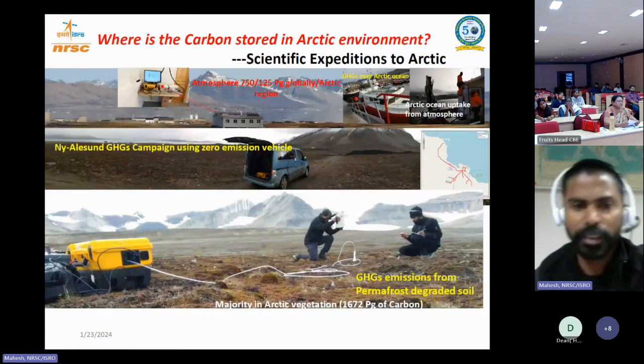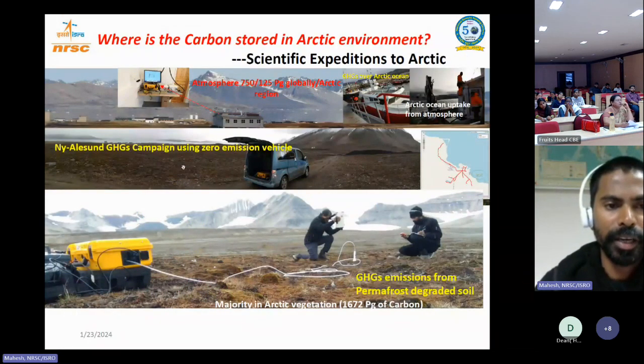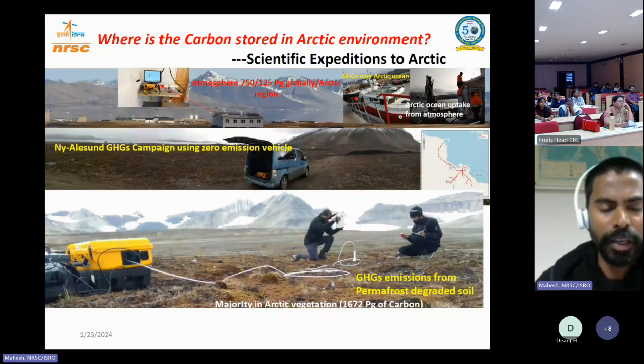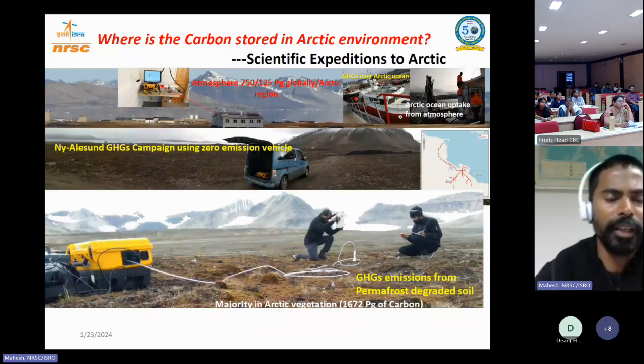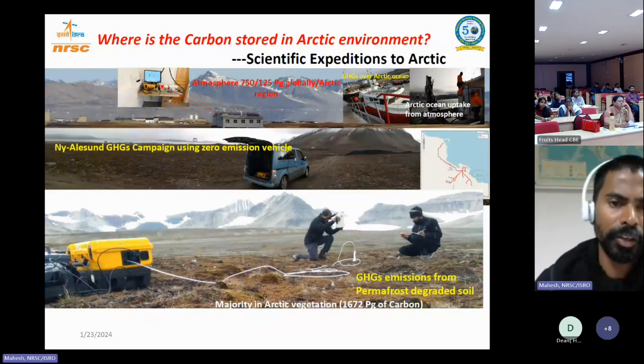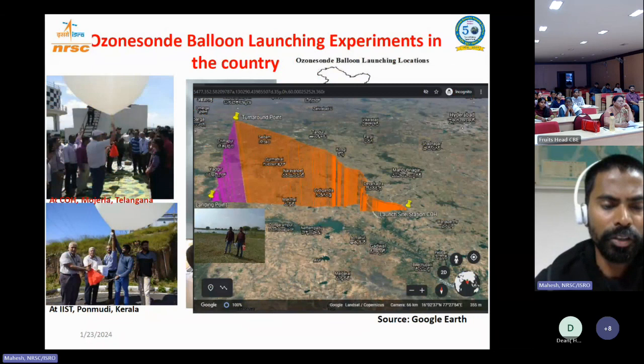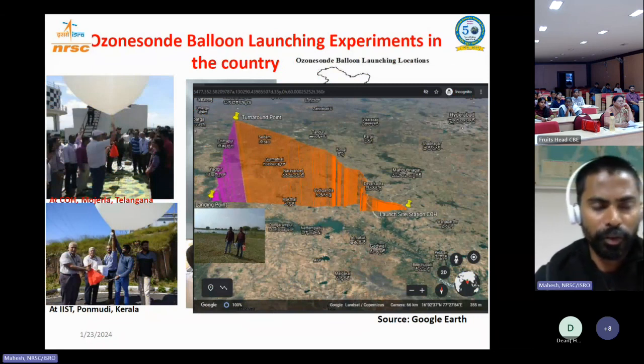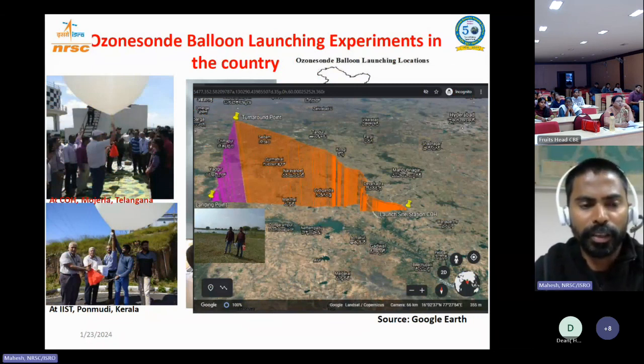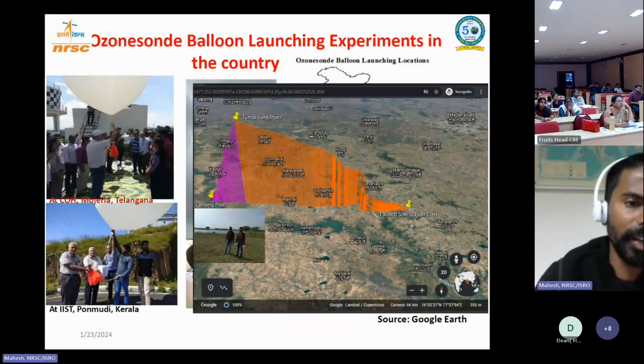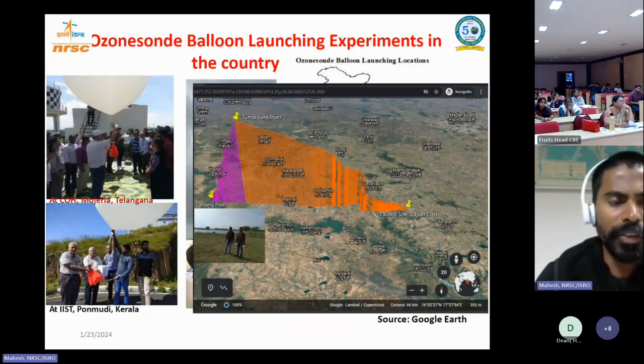And this is where we carried out measurements of methane concentration at different locations over the Arctic region, and also how the oceans are respiring this methane and CO2. That also we tried to measure. But as I said, we are still yet to finalize the outputs from this data. We are also conducting monthly ozone sonde balloon launches. The ozone sonde balloon launching we have done from the College of Horticulture in Telangana, almost 100 kilometers from the airport.